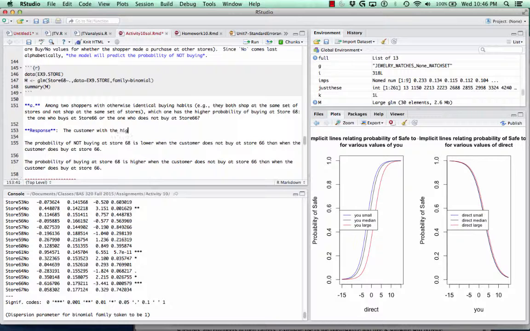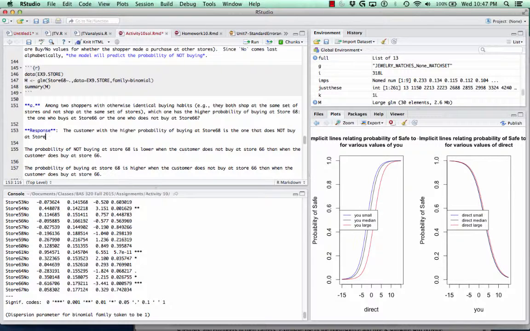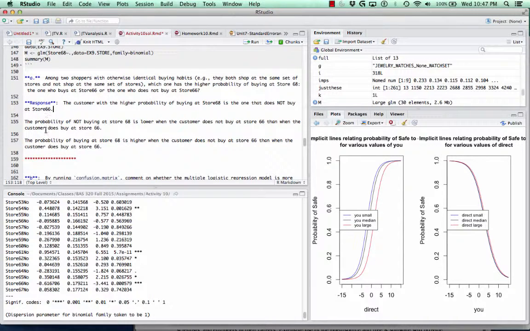the customer with the higher probability of buying at store 68 is the one that does not buy at store 66. I had to reason through that because my model's predicting the probability of not buying. Then the coefficient was negative, so it was making a comment that some probability was lower. And what probability was lower? Well, that corresponded to shoppers that didn't shop at store 66. So I had a mess of confusion that I just needed to rephrase. But I find out that the customers that don't buy at store 66 have a higher probability of buying at store 68.